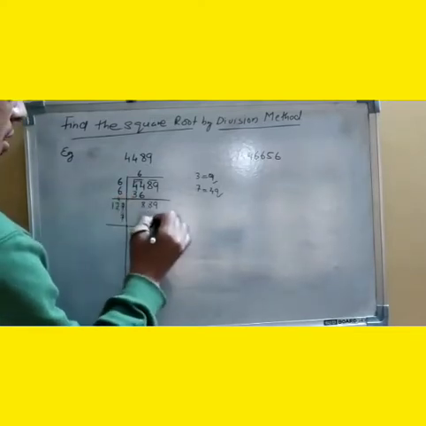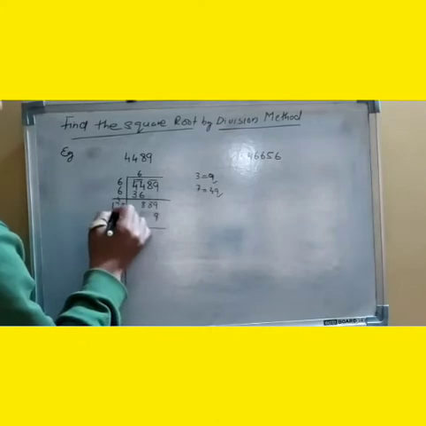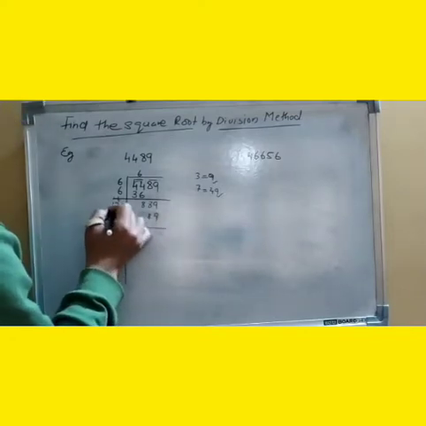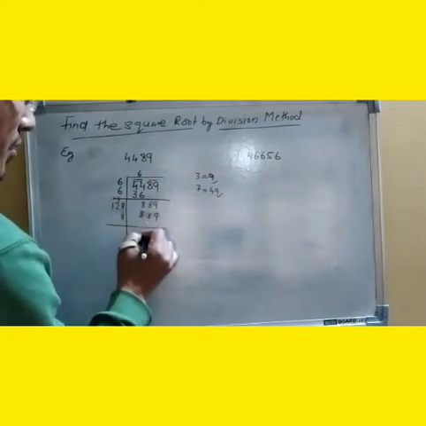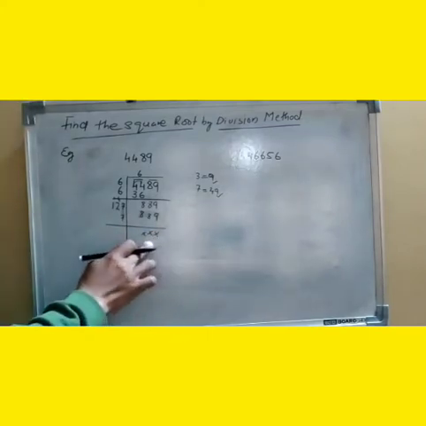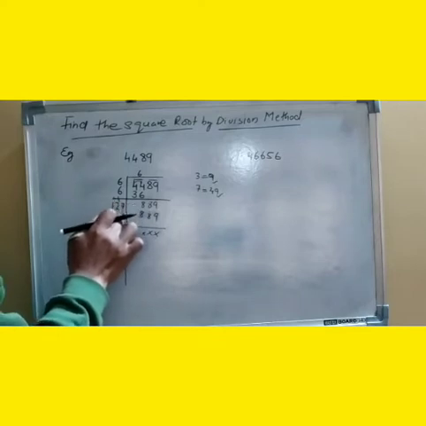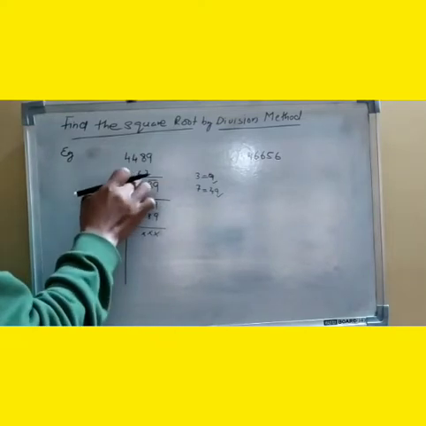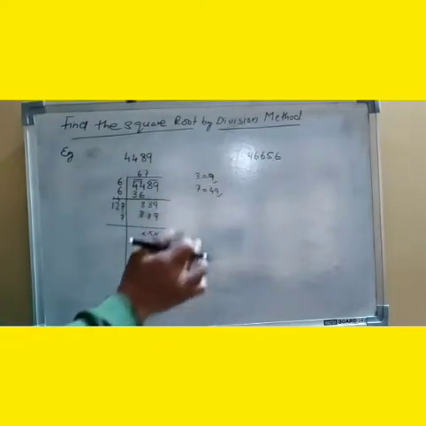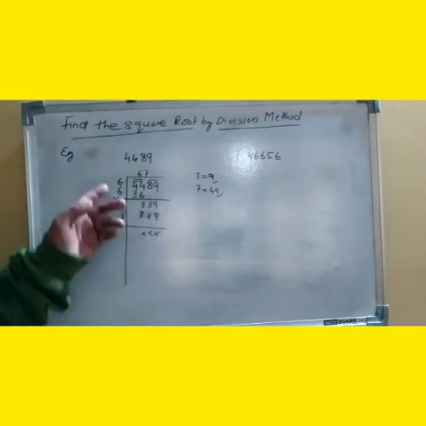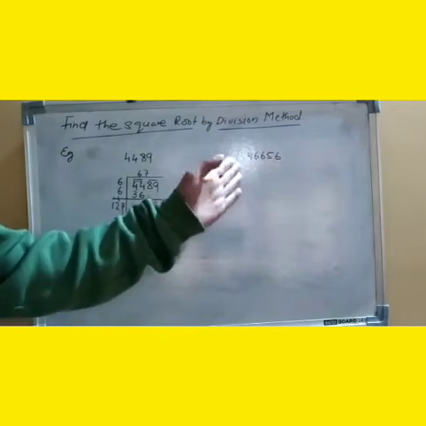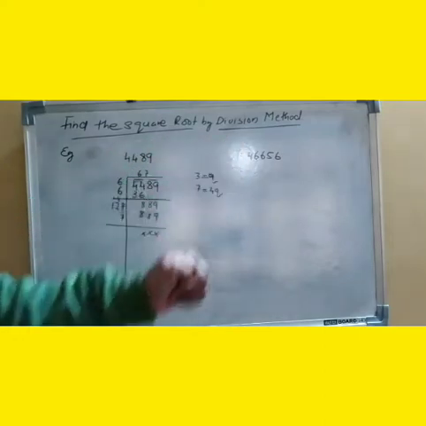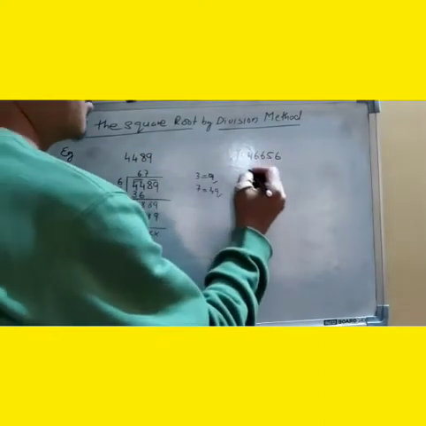7 sevens are 49, and 7 twos are 14, 15, 16, 17, 18. 7 ones are 7, 8. If you subtract, you get zero, so the answer is 7. So the square root of 4489 is 67. We use this division method when we are finding the square root of a big number, like 1000 or 10,000. The next example, 46656.